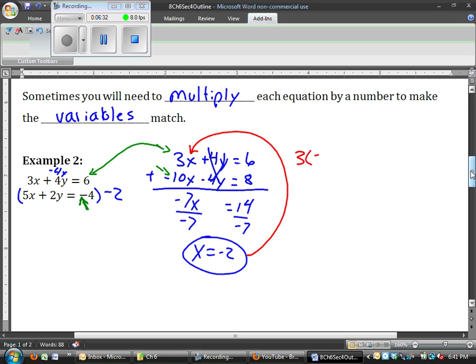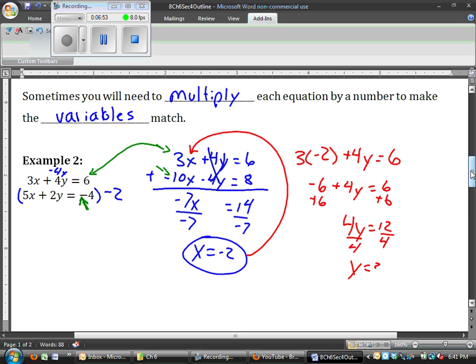So 3 times negative 2 plus 4y equals 6. And now I'll solve for y. 3 times negative 2 is negative 6 plus 4y. Add 6 so that 4y equals 12. Divide by 4 so that y equals 3. And there's our solutions. X equals negative 2, y equals 3.